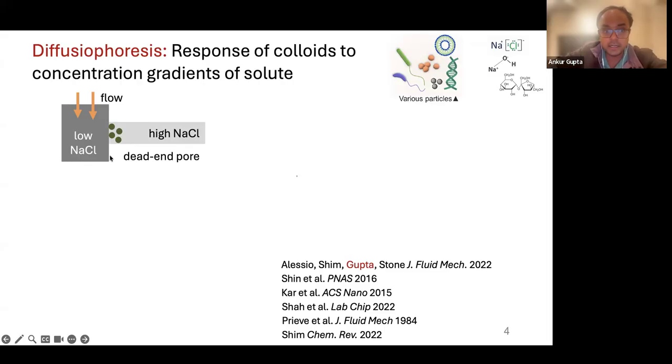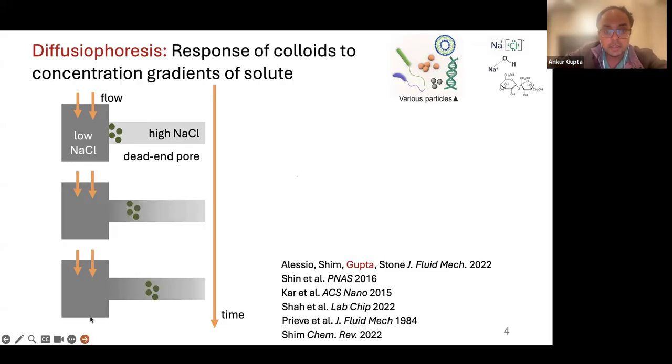Now, because this is a dead end, as time goes on, essentially sodium chloride will diffuse outwards. And again, there is no bulk convection. So it will primarily be diffusing outwards. And now because this is diffusing outwards, let's imagine these are polystyrene particles. They can actually go into the pore by this phenomenon of diffusiophoresis. So again, it's a diffusion of this salt and the particles are moving in response to it.